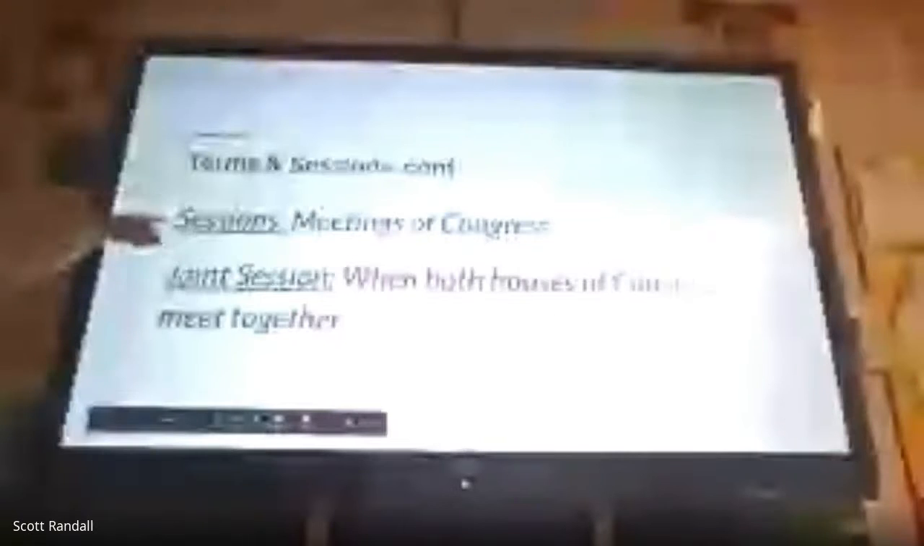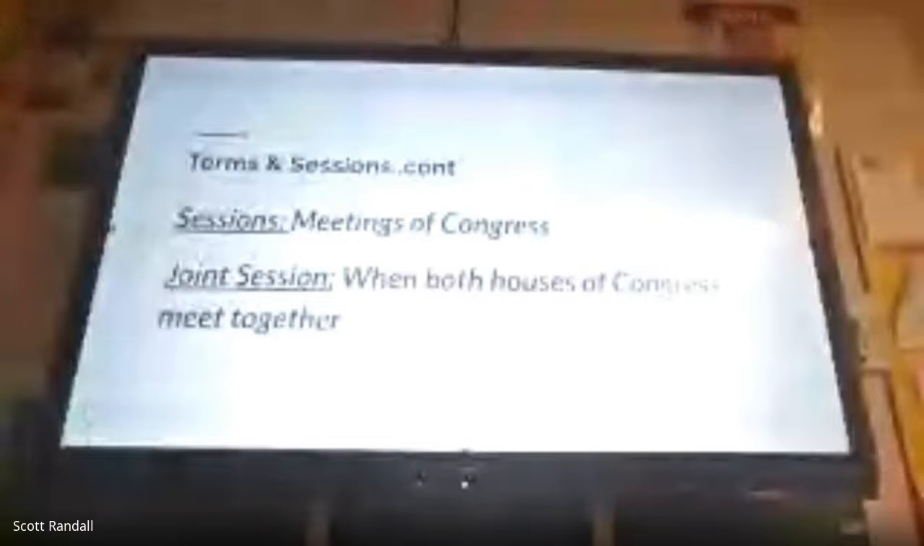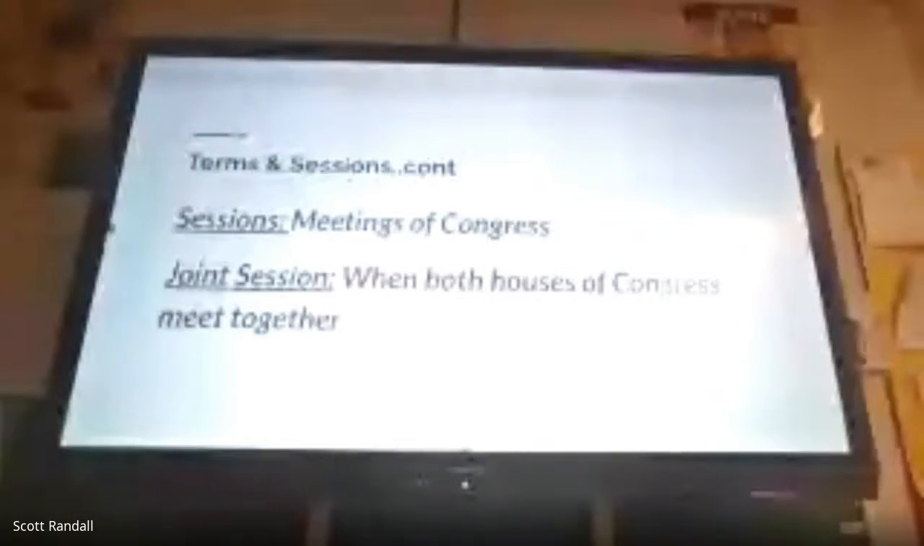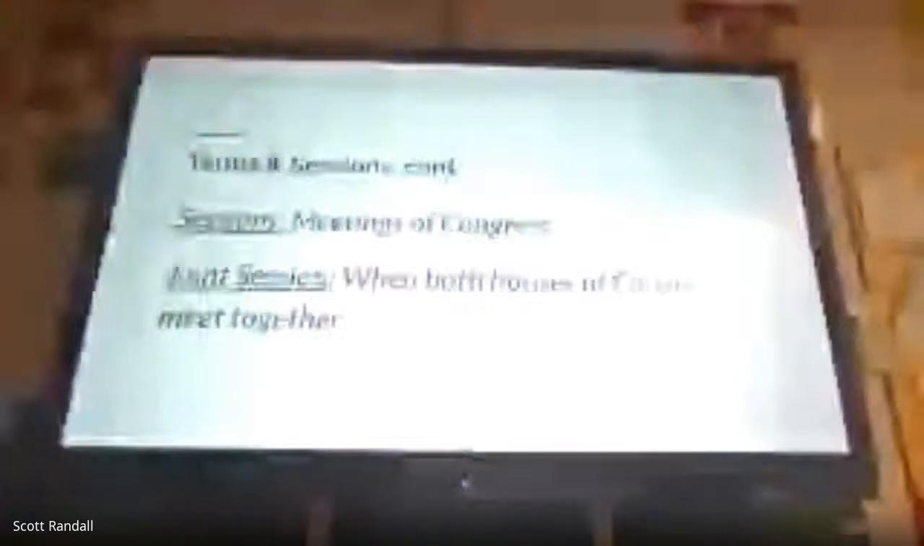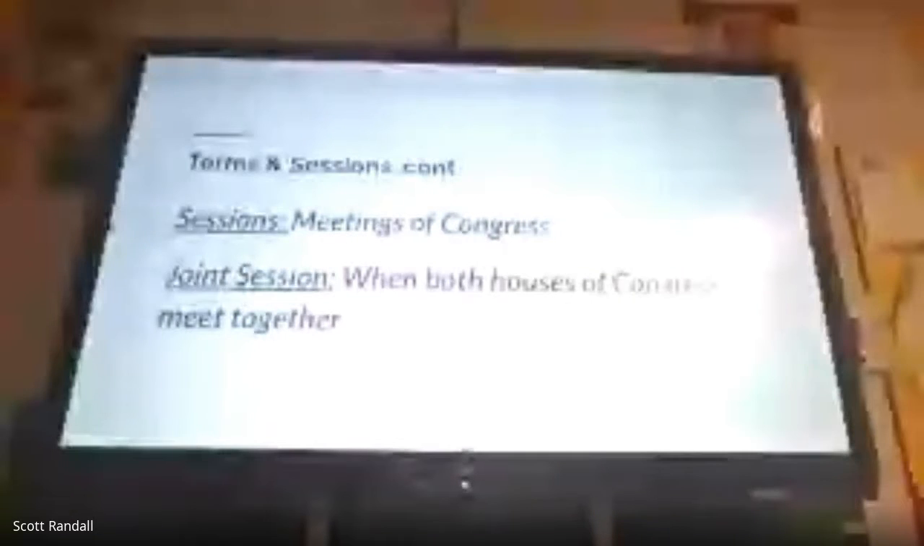That means the session, right? So that's the meetings of Congress. This is the 116th meeting of the U.S. Congress. January 3rd, we start the 117th, and that'll be for 2 years. So every 2 years, the session starts over. Both chambers meet together on certain occasions, and they'll call it a joint session. These are for various purposes, but again, not always.